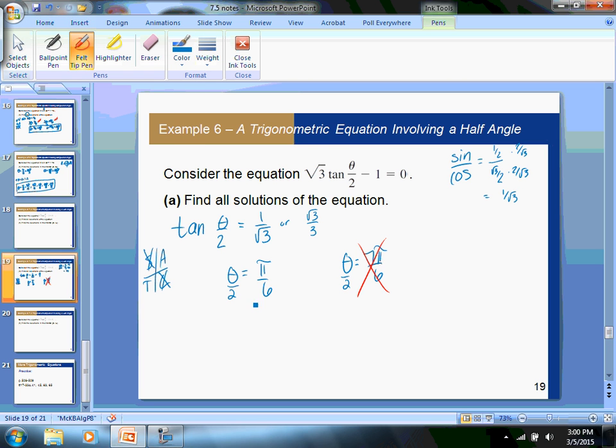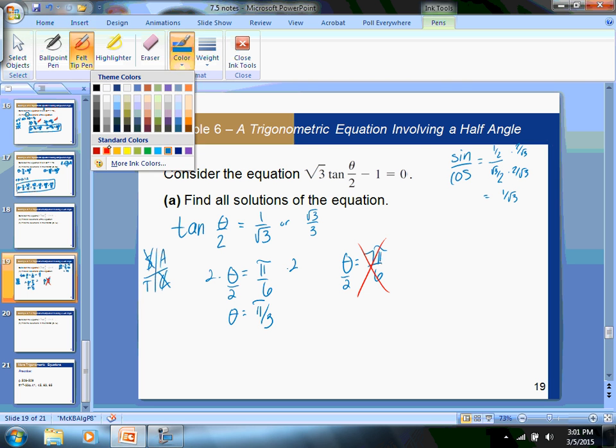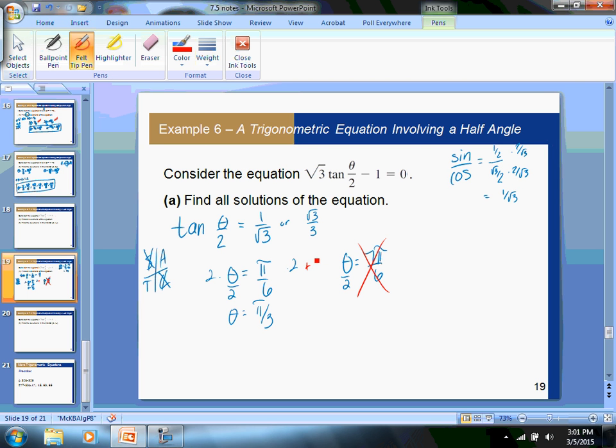Okay? So to finish solving now, I have to get rid of this dividing by 2 that's going on with the theta. So I'm going to multiply both sides by 2. Okay, so times by 2, times by 2. And now I'll have 2 pi over 6, which is pi over 3. Now, normally for tangent, we add on an extra k pi. But again, I'm multiplying by 2. So I'm going to add on a 2k pi.